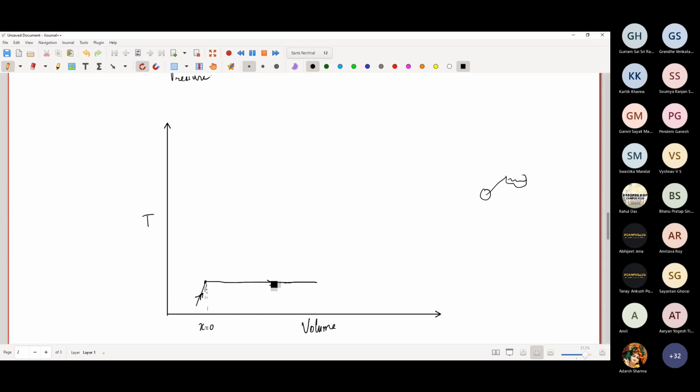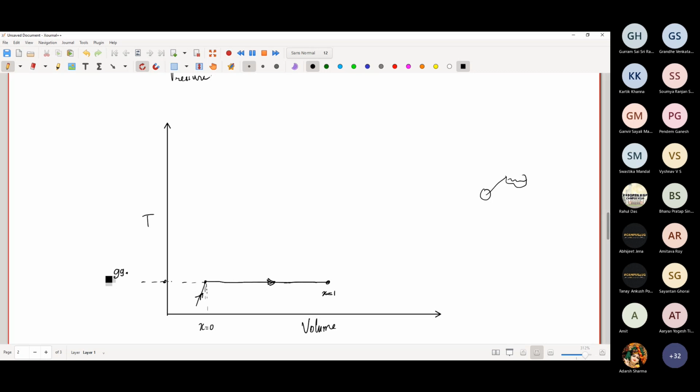And how far will it go? Slowly you are going from x equal to 0 to x equal to 1. So you're going from liquid to vapor, right? You're going from fully liquid. So this temperature where this transition from liquid happens will be 99 point.